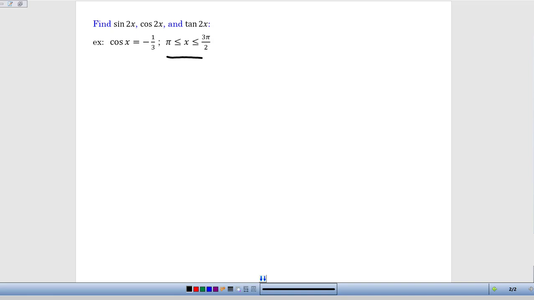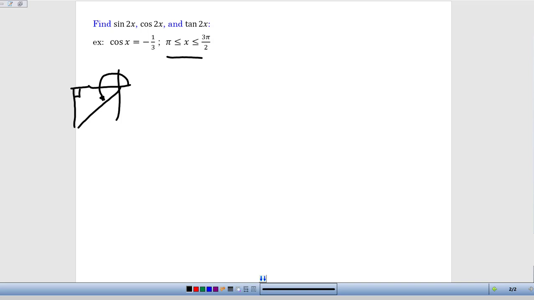So we're going to have to draw that angle in the third quadrant, create a triangle, so we can figure out what the sine of x and what the tangent of x are, so that we can use those in the double angle formulas. So if we draw our triangle, we're going to wrap around to here. So if we extend, create our right triangle here in the third quadrant.